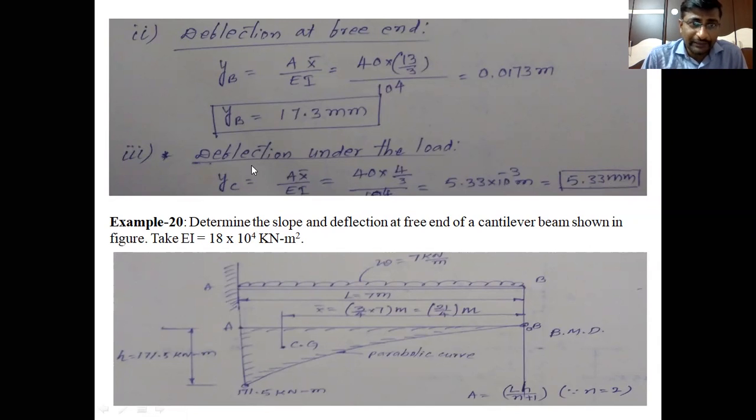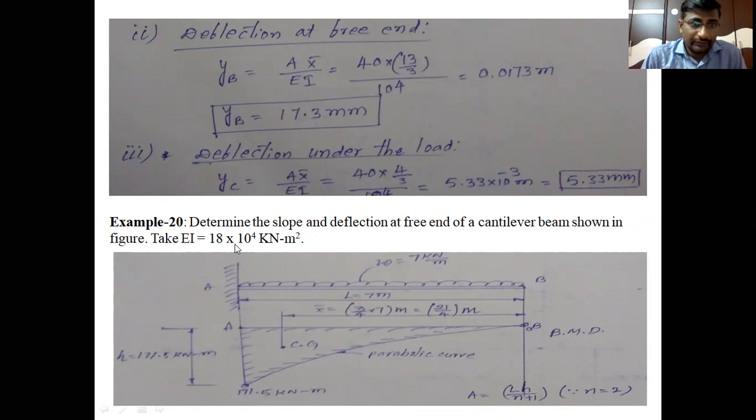Like this, you have to find the slope and deflections for different types of beams, that is, cantilever beam with point load at different locations. Let us go for the third problem, moment area method. That is example 20. Determine the slope and deflection at free end of a cantilever beam shown in figure.